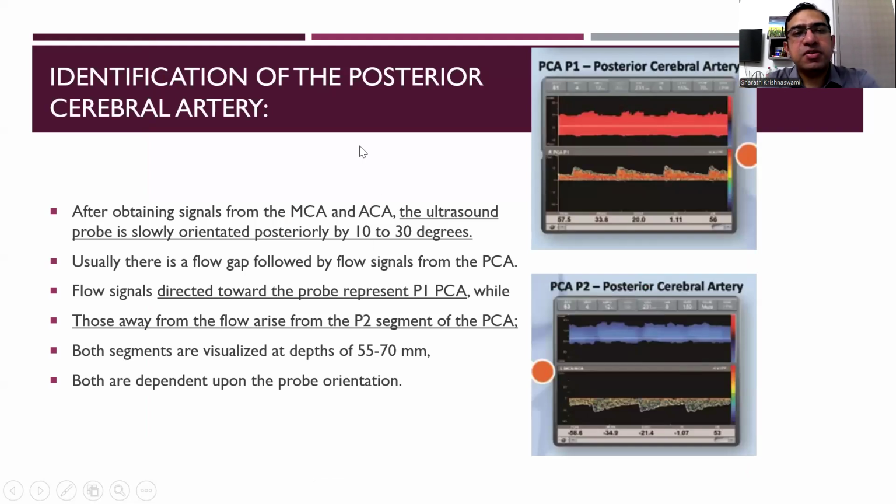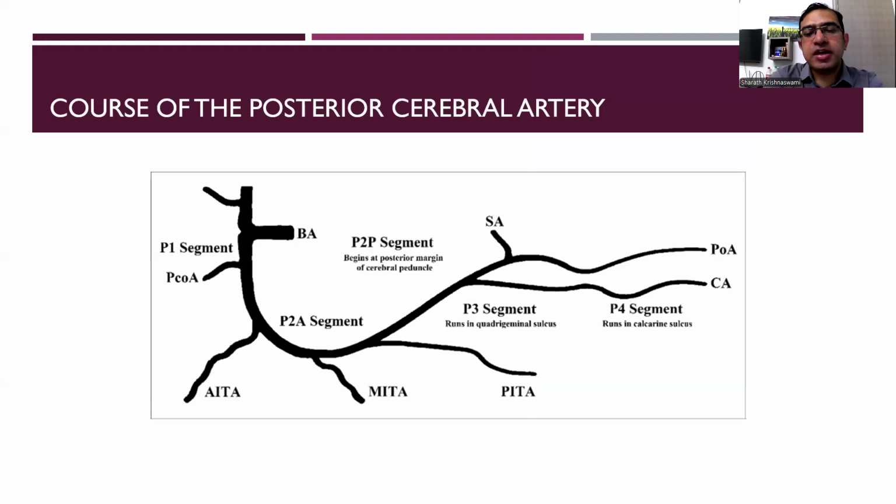Moving forward to how the probe is insonated for the posterior cerebral artery. Once you obtain signals from the middle cerebral artery and the anterior cerebral artery, the ultrasound probe is oriented posteriorly by 10 to 30 degrees. Usually there will be a flow gap followed by flow signals from the posterior cerebral artery. The flow signals directed towards the probe represent the P1 segment of the PCA, whereas the flow signals that arise away from the probe represent the P2 segment of the PCA. Both these segments can be visualized at depths of 55 to 70 millimeters, and both are dependent on the probe orientation. So again, it's important to know the anatomy of the posterior cerebral artery.